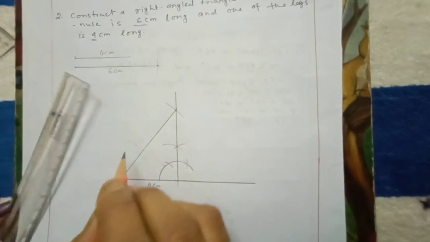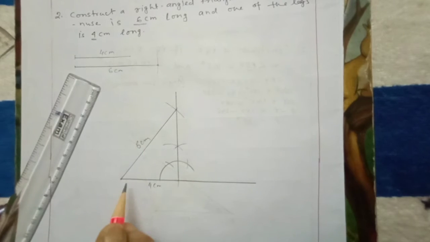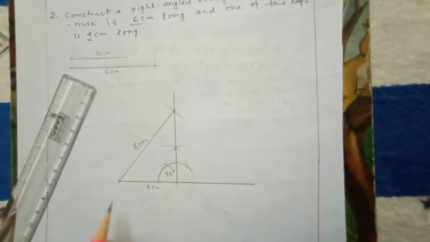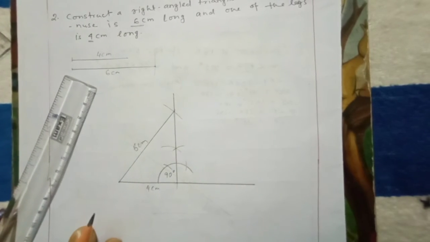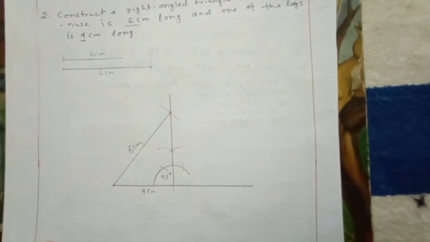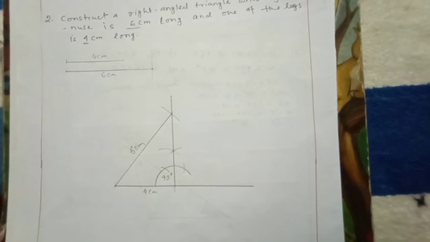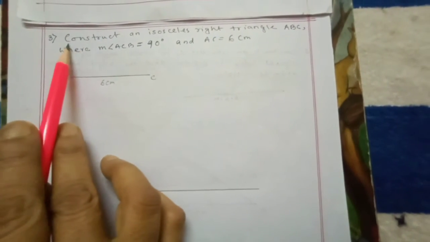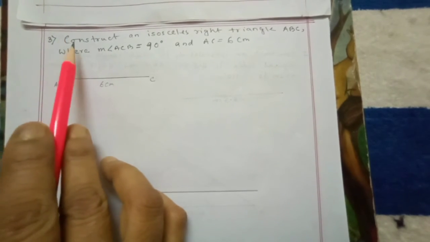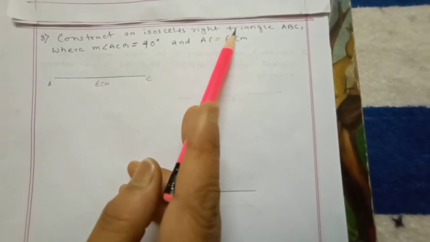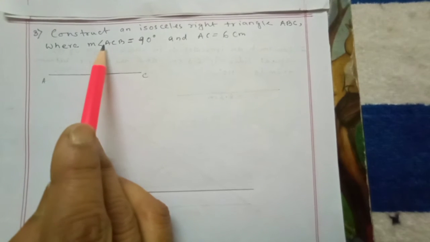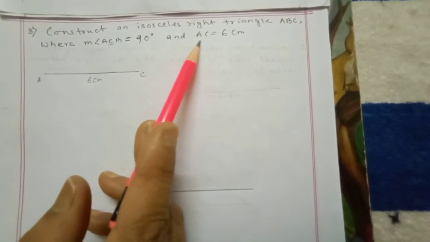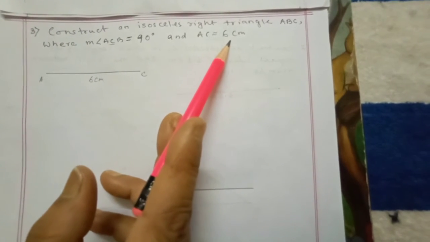Here you have got one leg 4 centimeter, angle 90 degrees and hypotenuse 6 centimeter. In this way you have to complete the construction. Then the third one is question number 3 from the NCERT book, exercise 10.5. Construct an isosceles right triangle ABC where the measurement of angle ACB, that means angle C, is 90 degrees and length AC is equal to 6 centimeter.